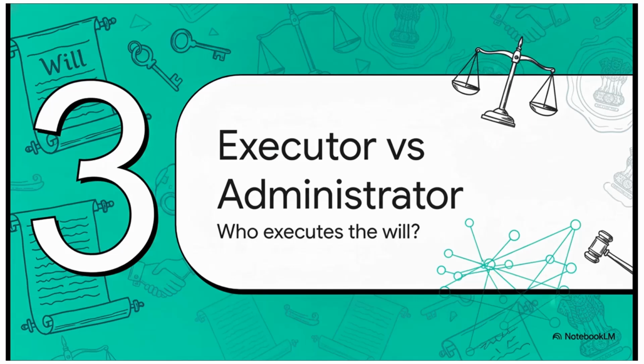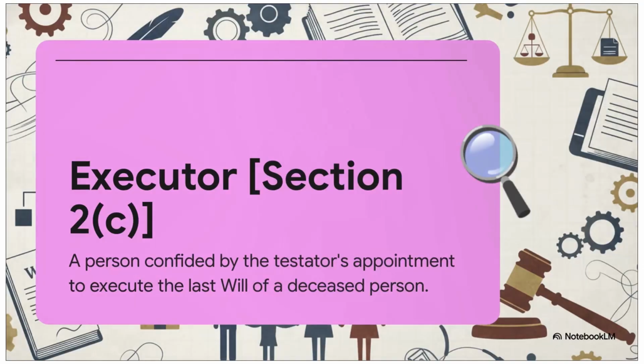They're the ones on the ground, responsible for carrying out the will's instructions, or managing things when there isn't a will. The most important phrase right here is "by the testator's appointment." I mean, that tells you everything. The executor is handpicked by the person who made the will. Their power, their authority, it all flows directly from that document. Think of them as the testator's chosen representative.